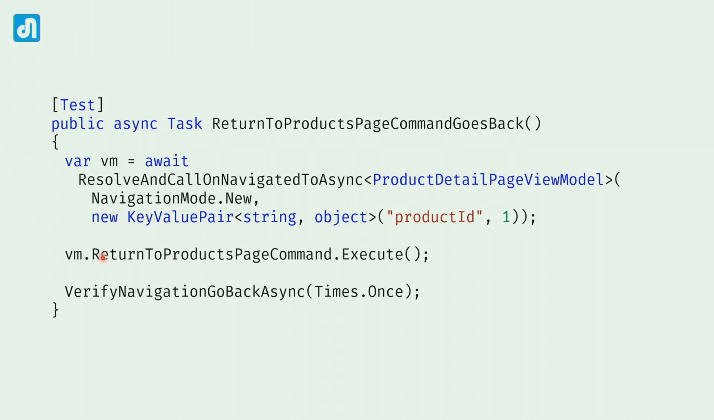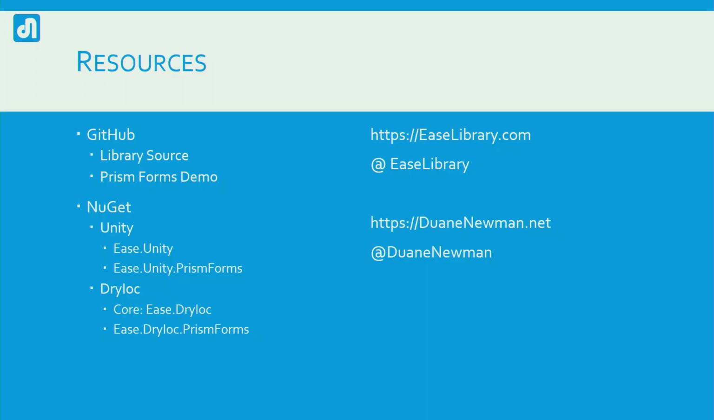So in this case, I'm going to call the return of products page, and I also have some convenience methods in there for testing things like that navigation go back async was called at least once. And I also have other navigation ones in there where you can pass in an expression to determine what it was that was done, and determine if it was going to the right page or whatever, all those kind of things. You can check the parameters and all that stuff in it. So it really simplifies a lot of that testing.